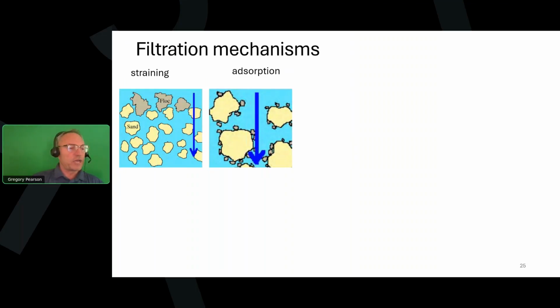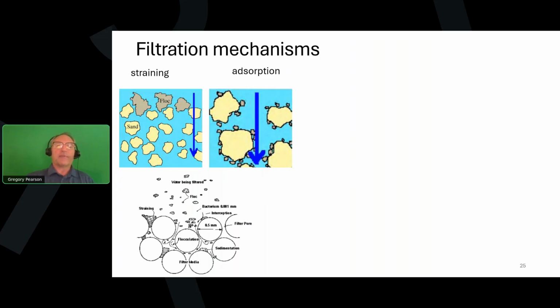There's two major filtration mechanisms: straining and adsorption. Straining is just large particles can't fit between the particles of the media. And adsorption, the small particles are adhering to the media. Now the media is going to be coated with the coagulant that we fed back in the coagulation step. So that helps the adsorption. So small negatively charged particles will stick or adhere because of electrical charge.